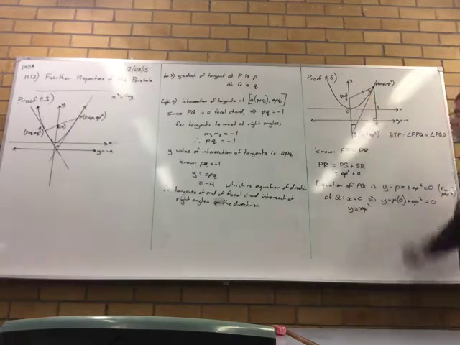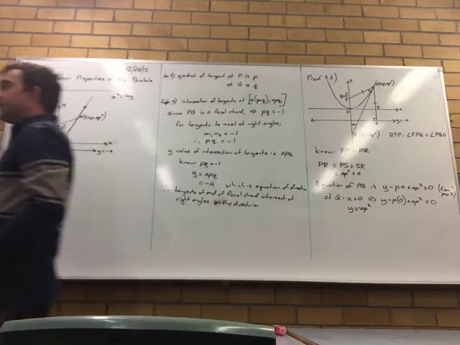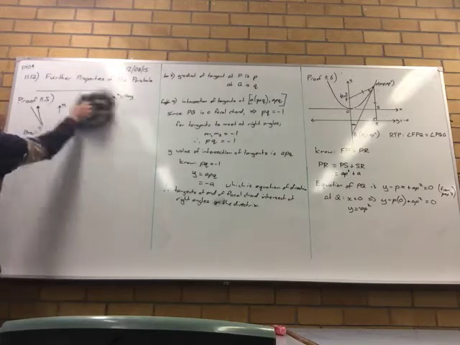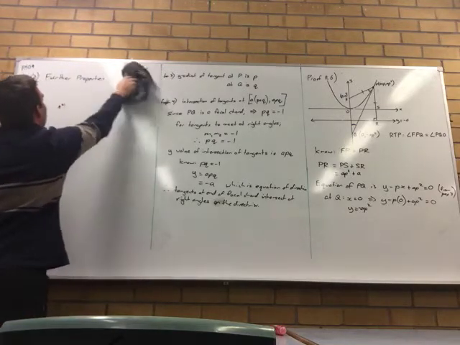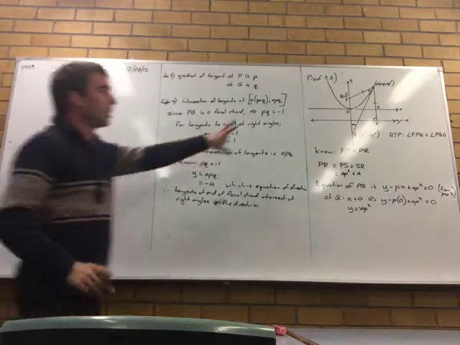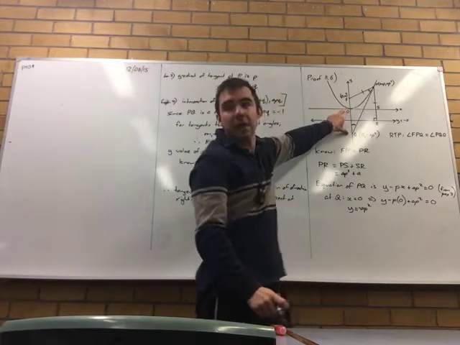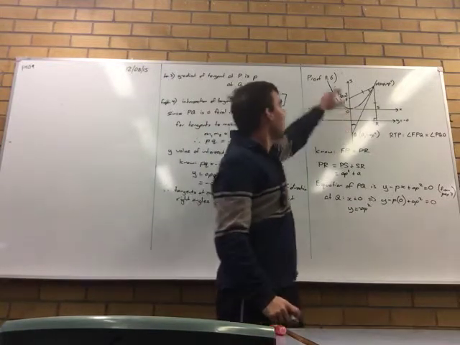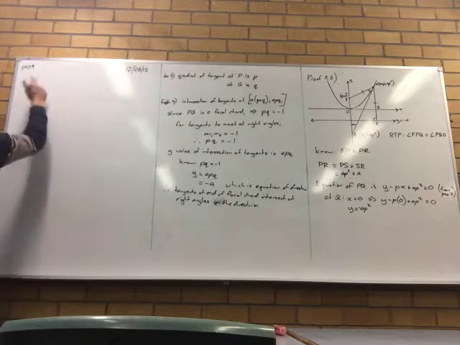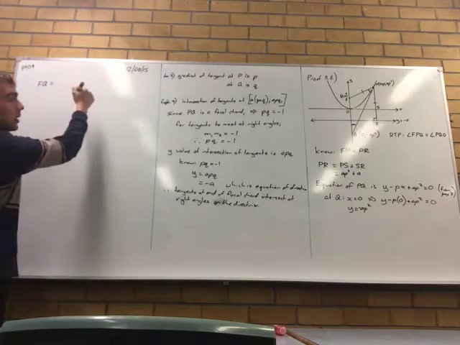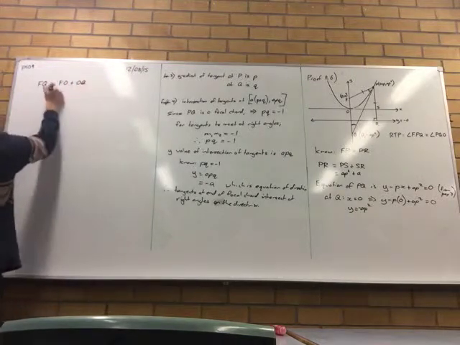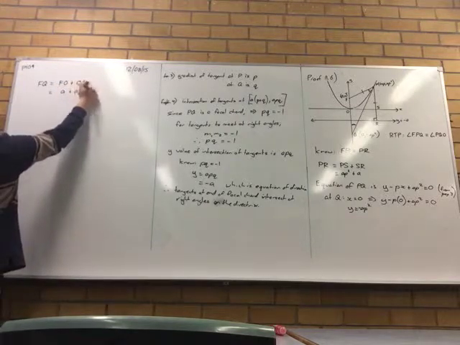How long is FQ? AP squared plus A. Good. So the interval OQ is AP squared long. The interval OF is A units long. So FQ is going to equal FO plus OQ, so A plus AP squared.